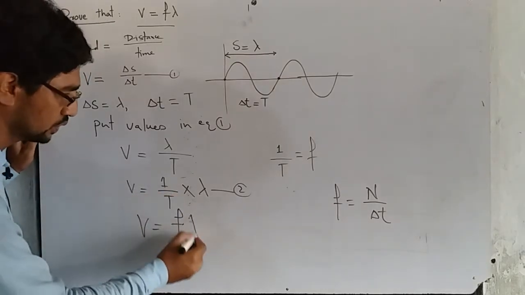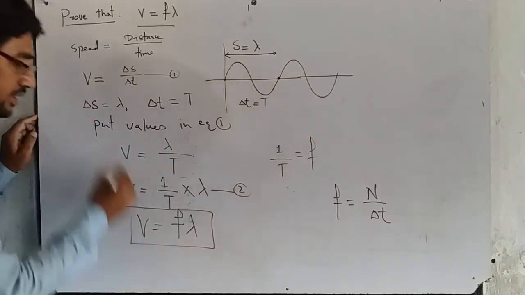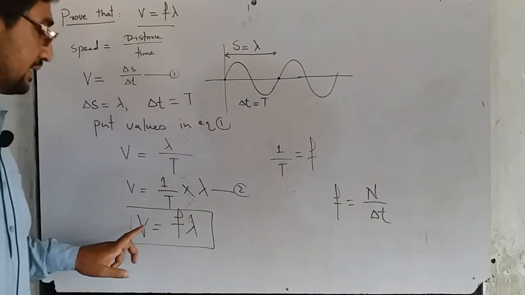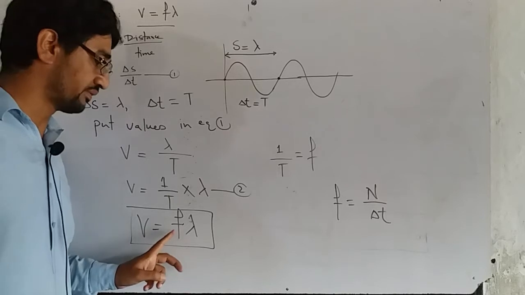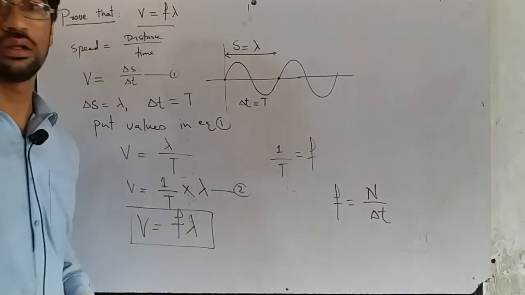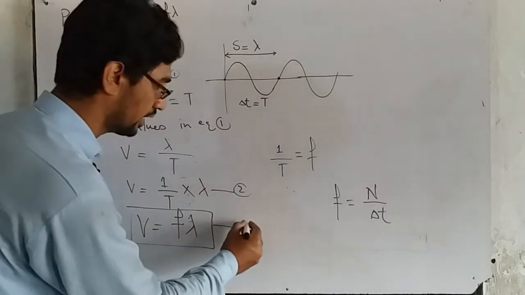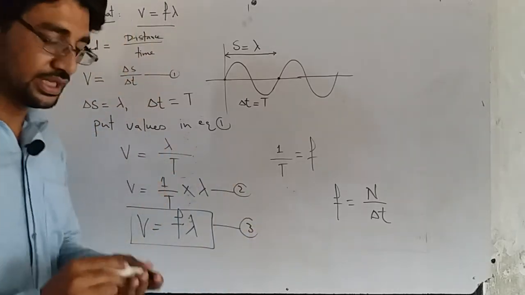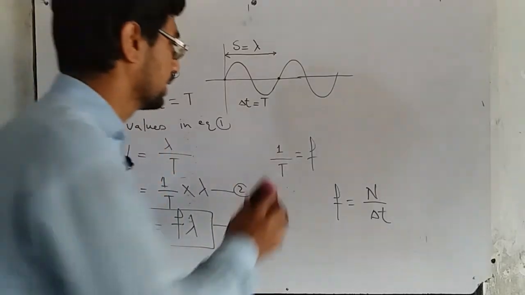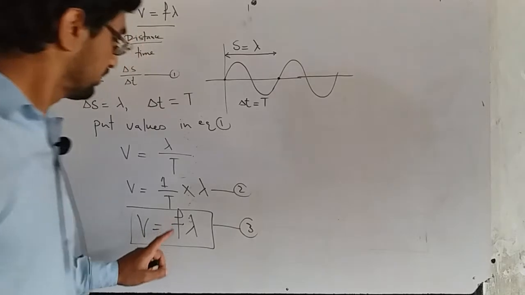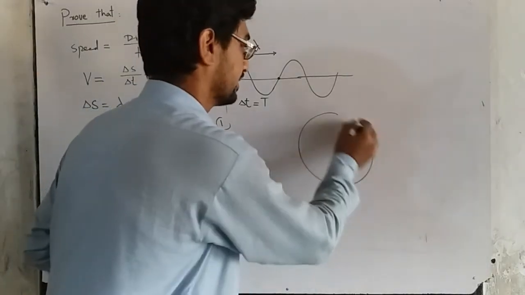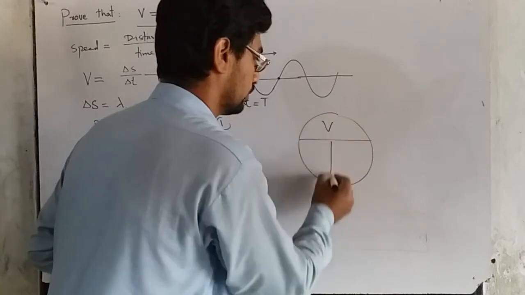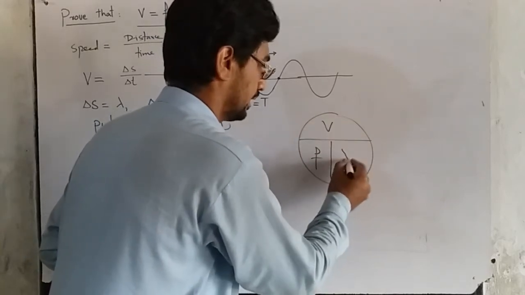So V is equal to f into lambda. This equation tells us that the speed or velocity of a wave is equal to the product of frequency and wavelength, which is the required proof. From this equation, we can also find the frequency and wavelength of a wave. Take a circle, write these values f and lambda.